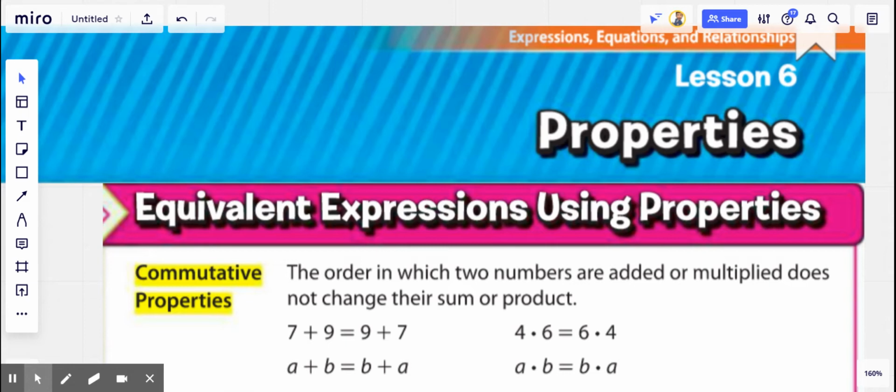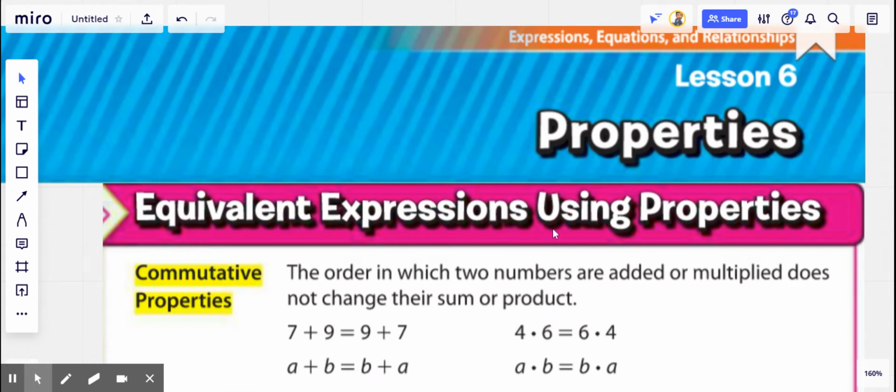On this one, the commutative property, we've worked with it before. The order in which two numbers are added or multiplied does not change their sum or product. So, for instance, 7 plus 9 equals 9 plus 7. It doesn't matter which way we arrange the numbers when we're adding, they're going to equal the same thing. So, 7 plus 9 is equivalent to 9 plus 7. Okay, and using our letters, A plus B equals B plus A. No matter what A and B are, it's going to equal the same if we add.